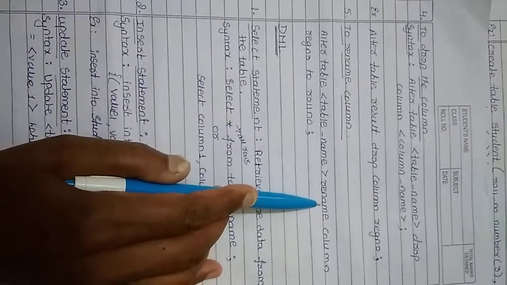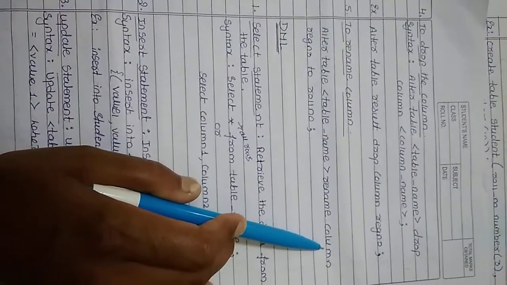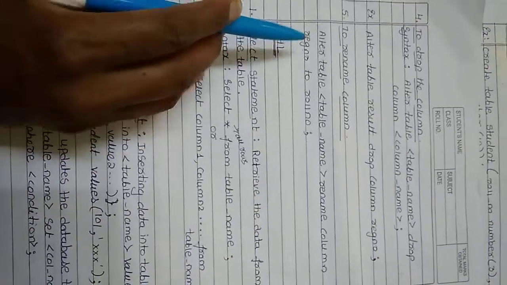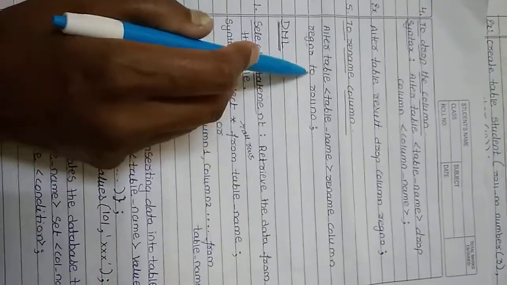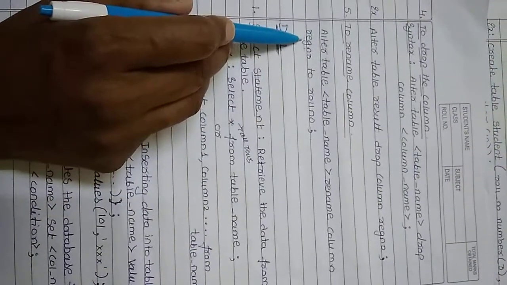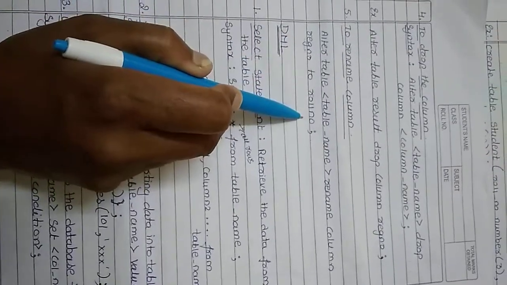Use the keyword rename. Column again is the specific keyword. Then which column name you want to change to what name you want. Like here I want to change register number to roll number.